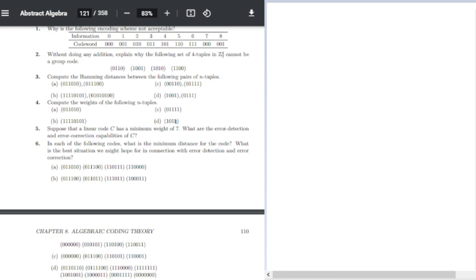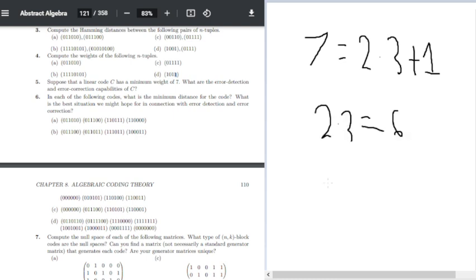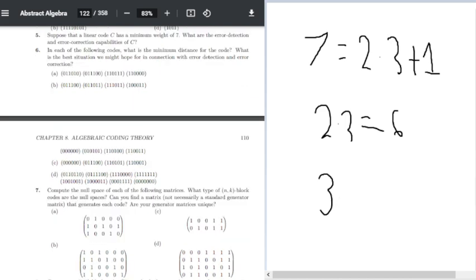Suppose that a linear code C has a minimum weight of 7. What are the error detection and error correction capabilities of C? So we know that 7 is equal to 2 times 3 plus 1. So we can detect 2 times 3 equals 6-bit errors, and we can correct 3-bit errors. In each of the following codes, what is the minimum distance for the code? What is the best situation we might hope for in connection with error detection and error correction?